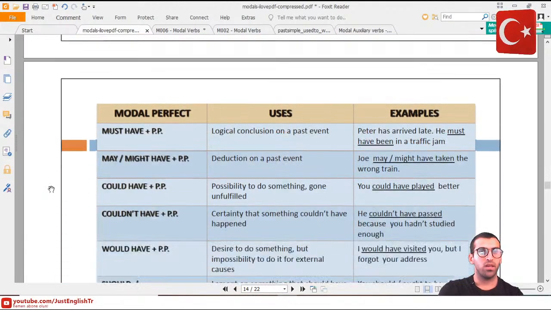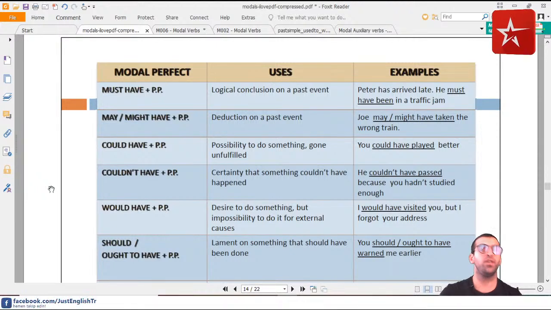Yes. Modal perfect, why we use them, and let me show you the examples. Please look at the screen closely and pay attention carefully in order to understand deeply. It's a different style of speaking in English. All right, must have plus past participle. Like a logical conclusion on a past event. Logical means mantıklı sonuç. Eski zaman için mantıklı bir sonuç.